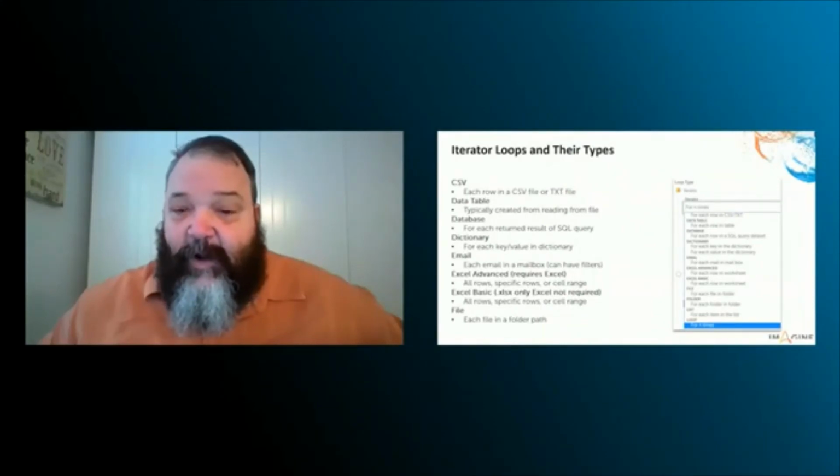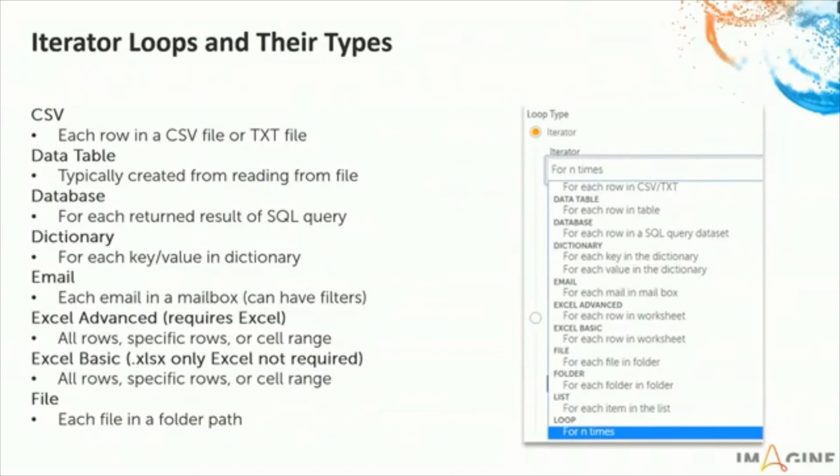Excel Advanced requires Excel, so this is the type of actions we're going to work with an Excel spreadsheet that has the spreadsheet open. And we can check for specific rows. We can loop through specific rows, all the rows, or define a cell range. We can also do the same for Excel basic type files, and these are XLSX files. Excel is not required to do these, but we can loop through the same sort of features: all the rows in an Excel basic spreadsheet, specific rows, or a range of cells within that spreadsheet.